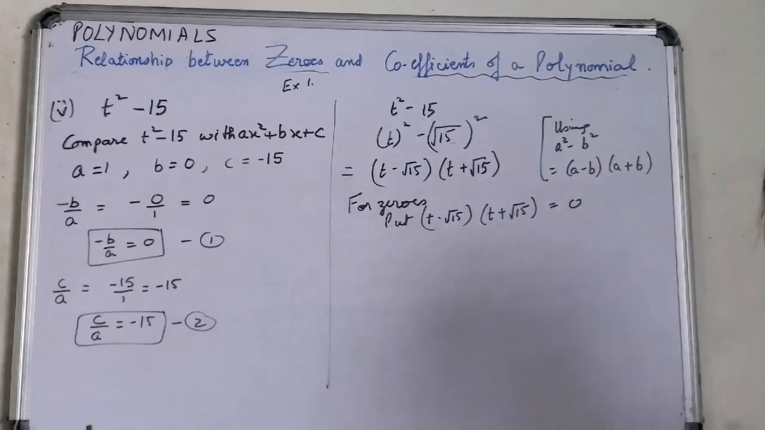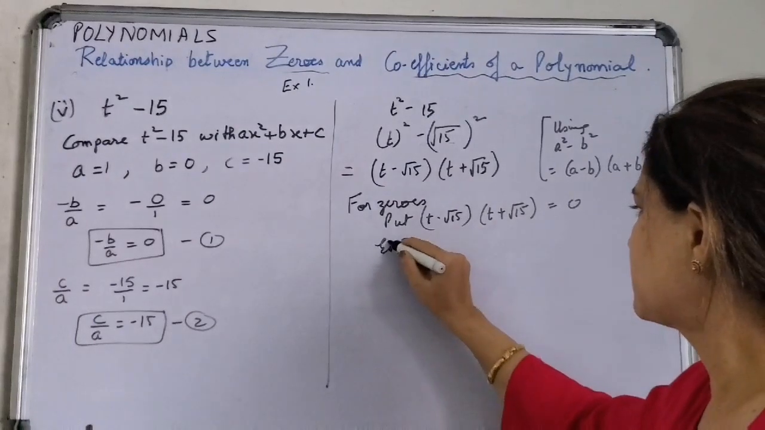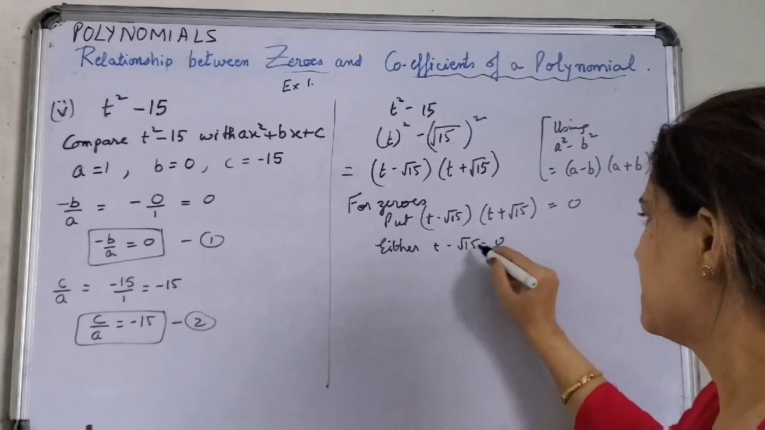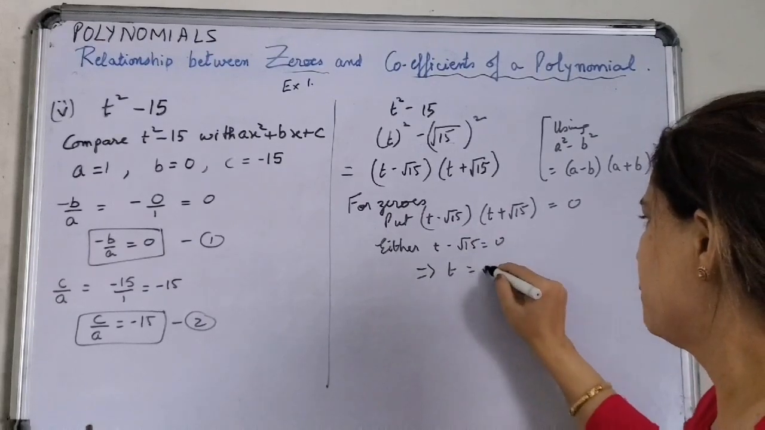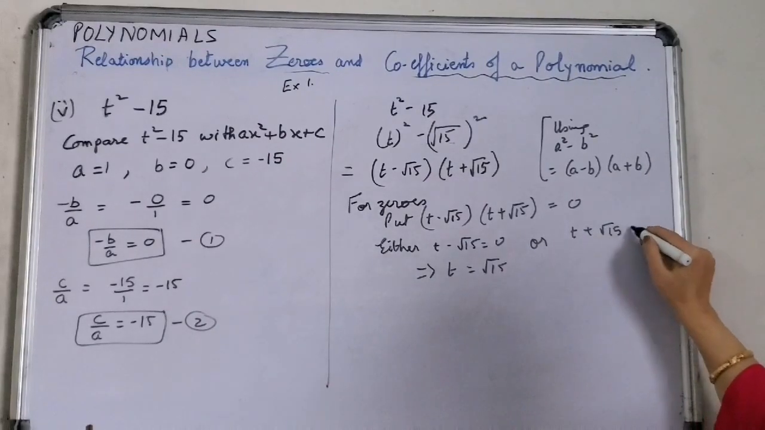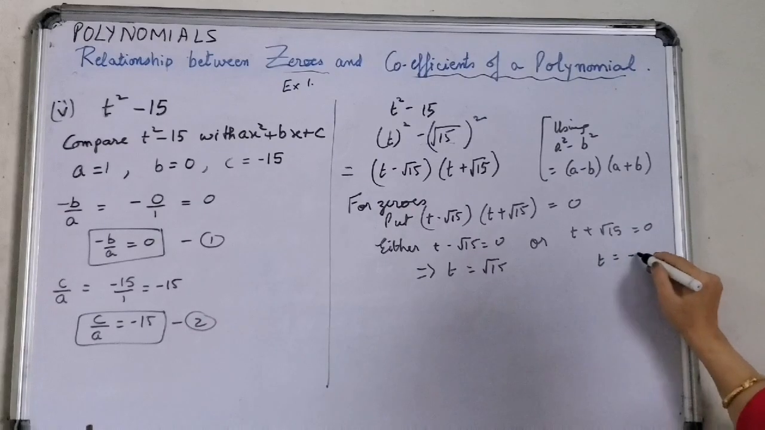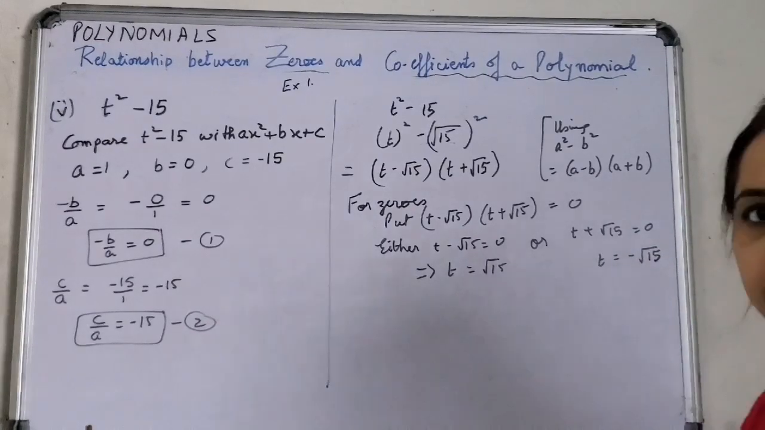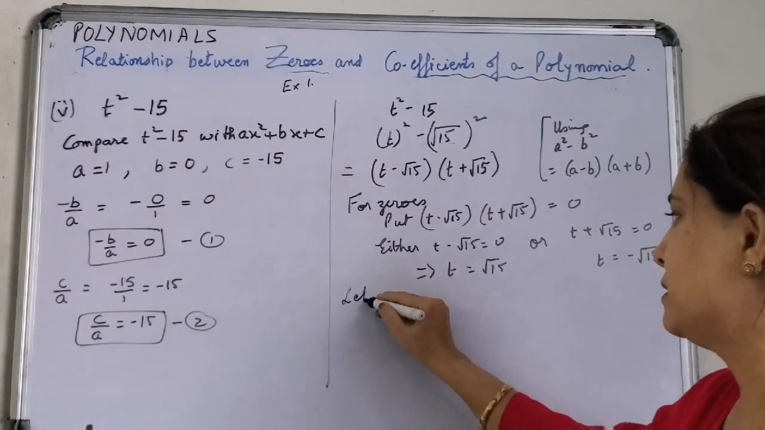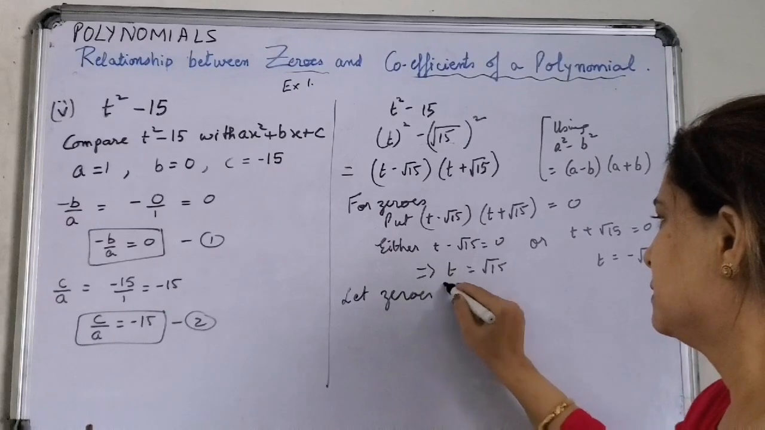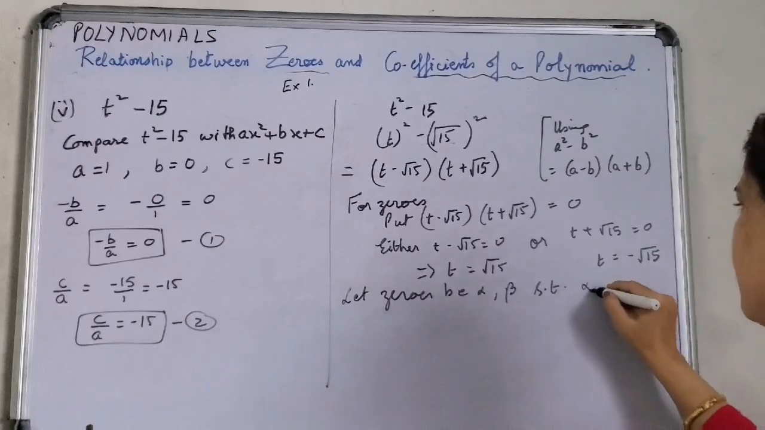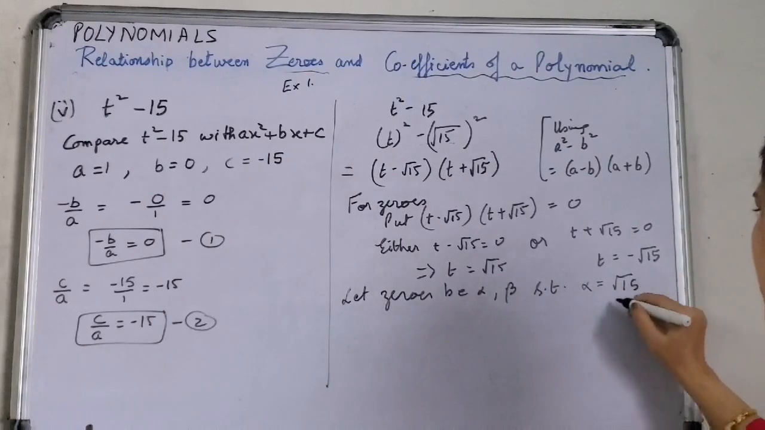So either t minus root 15 is 0, this implies t is equal to root 15, or t plus root 15 is equal to 0, t is equal to minus root 15. Fine. Now I've got two zeros also. Let the zeros be alpha and beta, such that alpha is root 15 and beta is minus root 15.